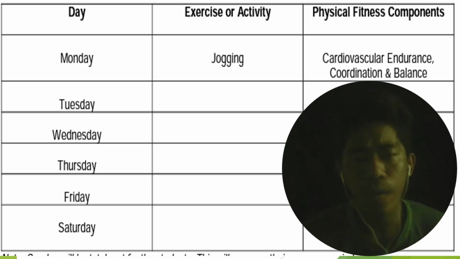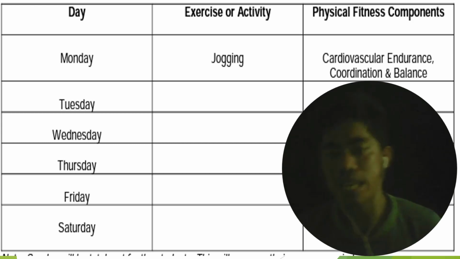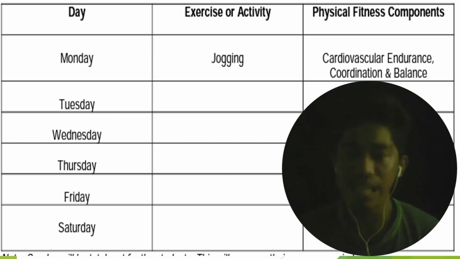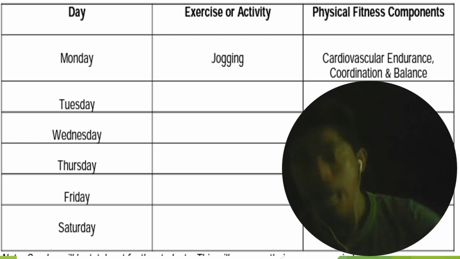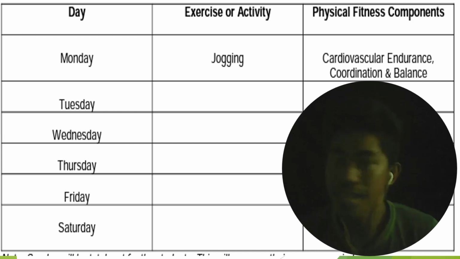Example for Monday, you will do jogging as your exercise for the activity. And what components does jogging hit in our topic for this day? Cardiovascular endurance, since you exercise your heart, and also coordination because you are using your hands and your legs. And lastly, balance, since if you do not keep your balance while jogging, then you will fall and have bruises on your body. It's up to you what activity you will do. Again, this is only a plan, a one-week plan.